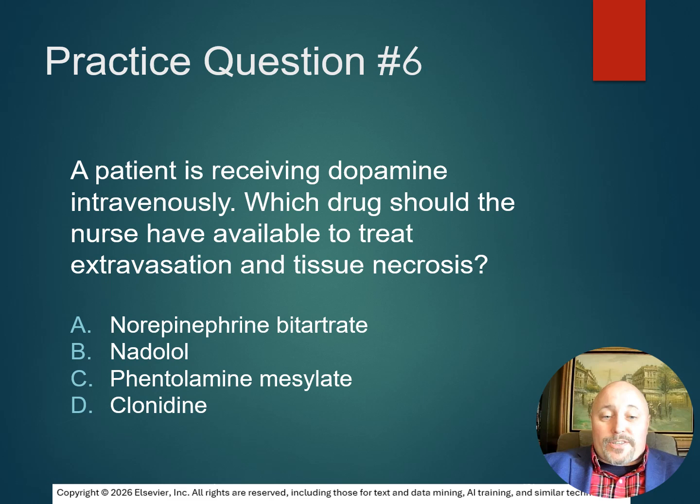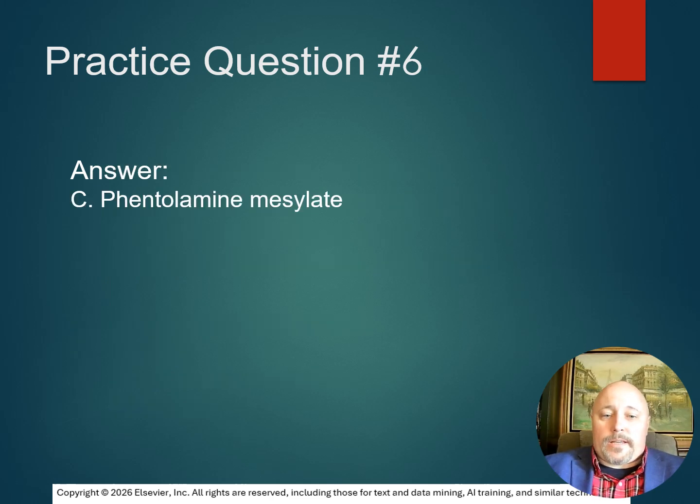And finally, our last question. A patient is receiving dopamine intravenously. Which drug should the nurse have available to treat extravasation and tissue necrosis? Would that be A, norepinephrine, B, nadolol, C, phentolamine, or D, clonidine? And that answer is going to be C, phentolamine. In the case of extravasation, should the IV infiltrate, that medication pooling under the skin will quickly kill the tissue, causing necrosis and serious damage. We want to neutralize that as quickly as possible.